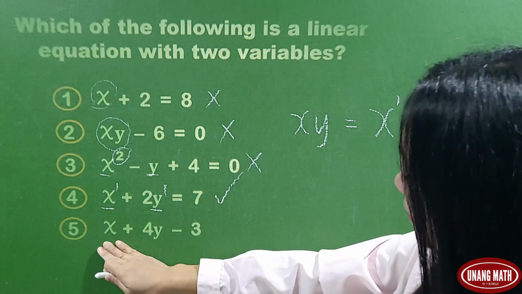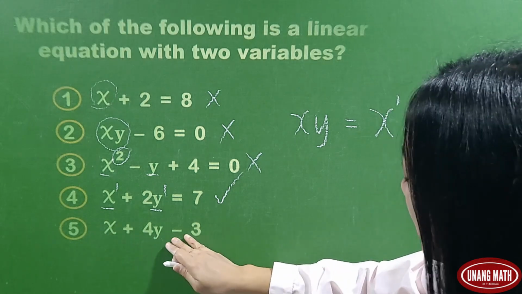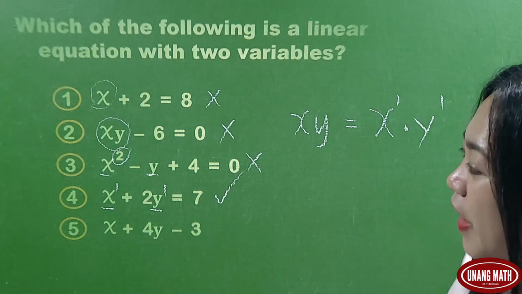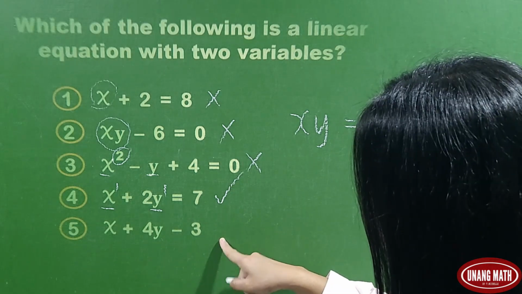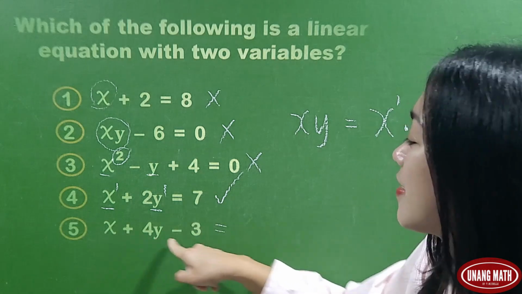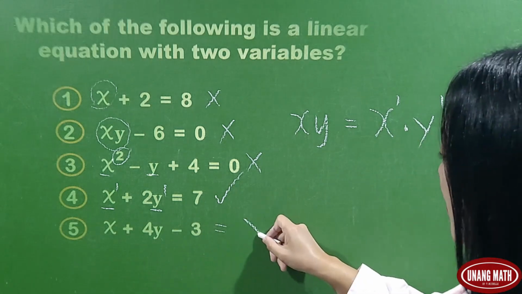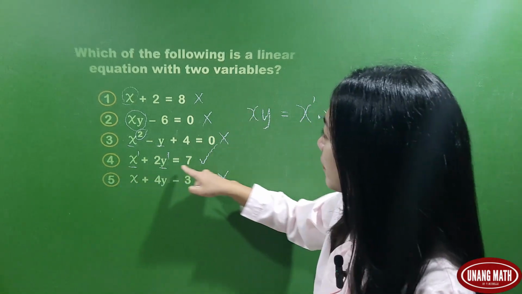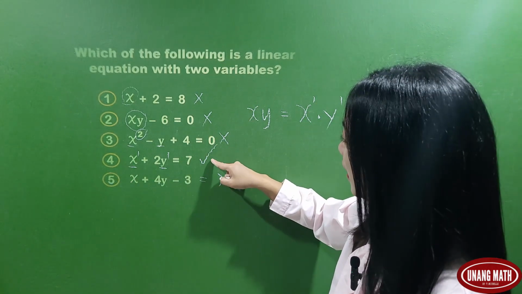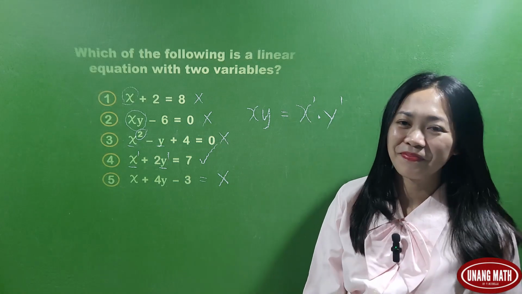Number 5 is x plus 4y minus 3. This is not an equation because we cannot see an equal sign. This is just an expression, so this is not the answer we're looking for. So the answer to this question is the linear equation number 4.